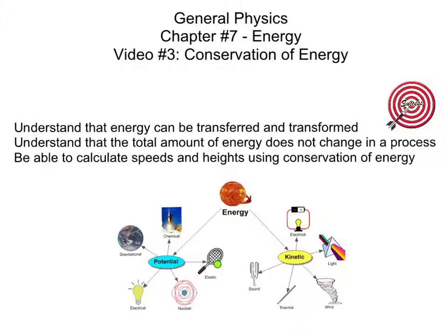At the end of this video, you should have a good understanding of energy transfers and transformations. The amount of energy at the beginning of a process is the same as the amount of energy at the end. And you should be able to use energy conservation to calculate speeds and heights of objects. We're going to start by looking at energy transfers and transformations and then go into what is called the law of conservation of energy. So here we go.